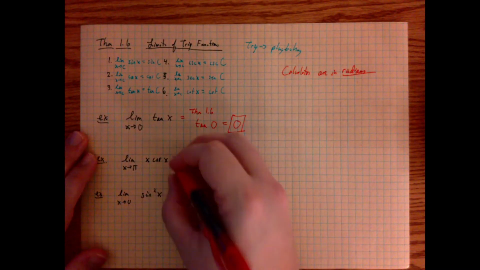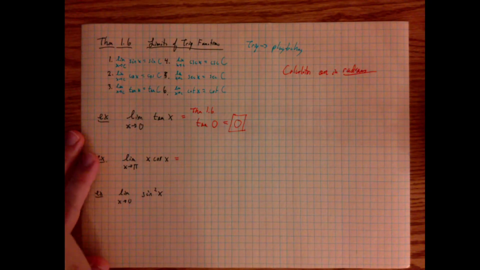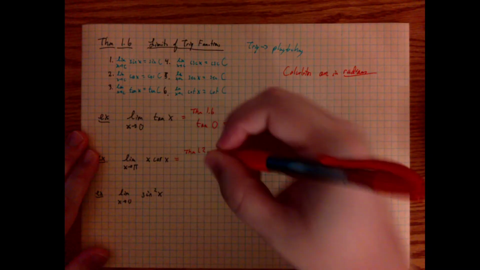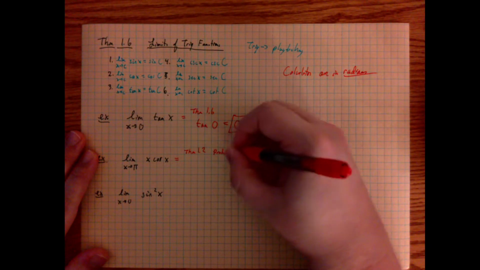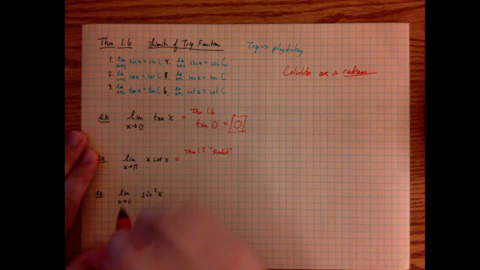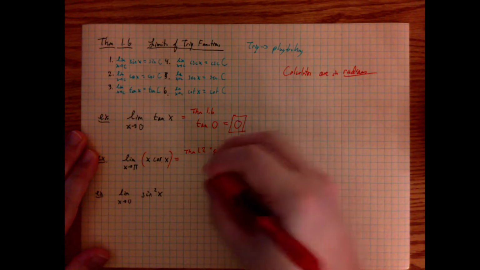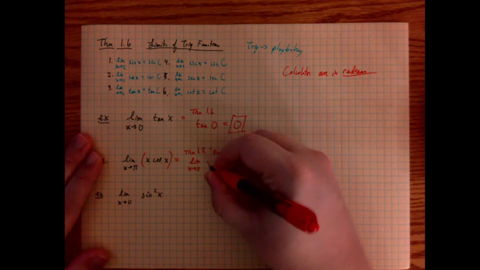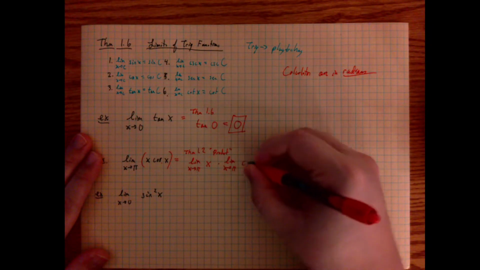Okay? This one. First thing I'm going to do is use one of our old theorems. This is one of our properties. This was theorem 1.2, the multiplication or product. So I take this single limit, which contains two pieces, x and cosine x. What I'm going to do is write it as the limit as x approaches pi of x times the limit as x approaches pi of cosine of x.